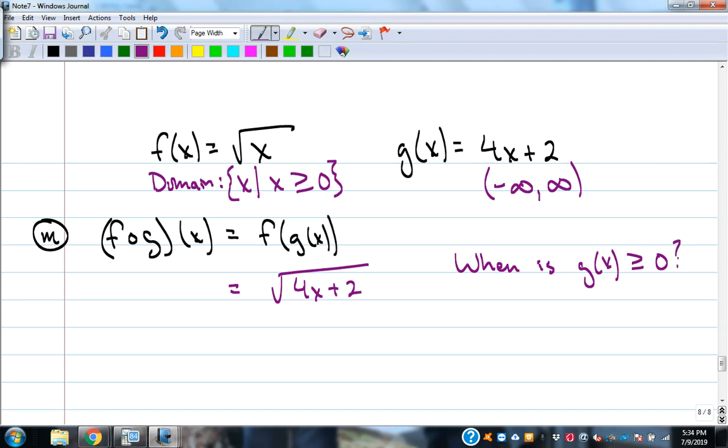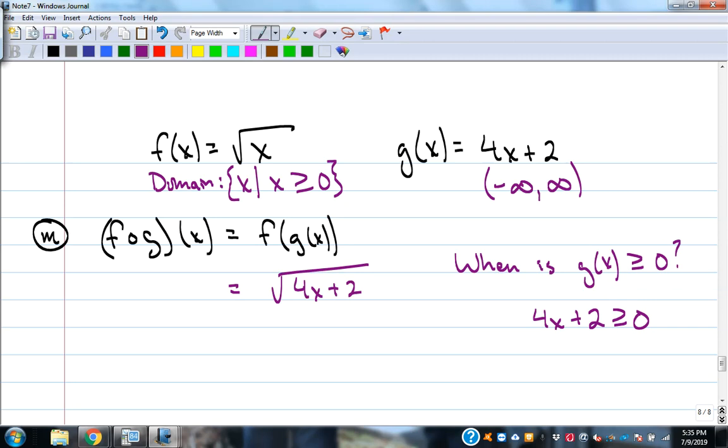That's what I need to know for the domain. Look at the composite function. The composite function is 4x plus 2 underneath the square root. That's exactly how you would find when g of x is greater than or equal to 0.